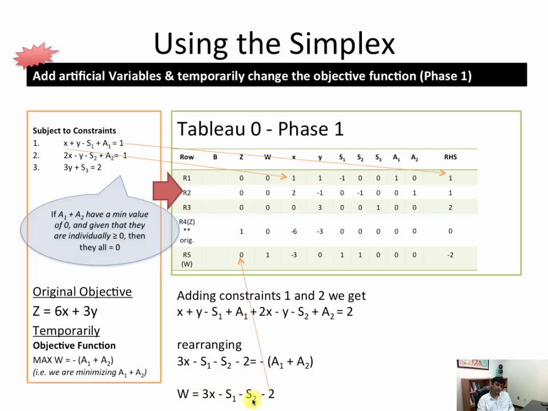And if we take the variables on the left side, we have the coefficient of w as 1, coefficient of x as −3, the coefficient of y is 0, s1 is 1, s2 is 1, and then the right hand side is −2.